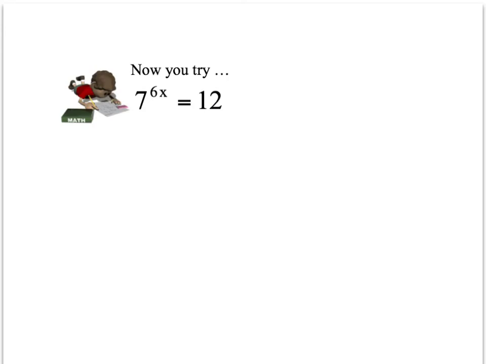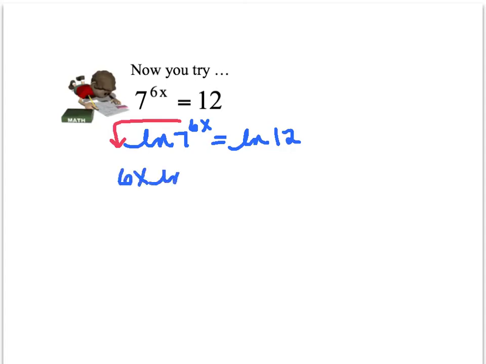Because I can't write 7 or 12 as the same base raised to a power, I'm again going to go ahead and take a logarithm of both sides. I'm going to take a natural log of 7 raised to the 6x power and say it's equal to the natural log of 12. I'm now able to use that property that lets me take the exponents, bring them down in front of the logarithm. This will turn into 6x times the natural log of 7 being equal to the natural log of 12.